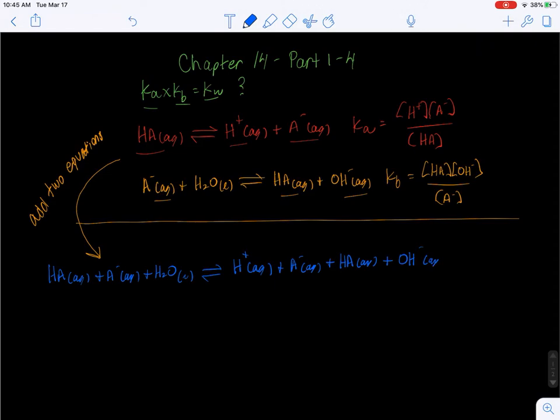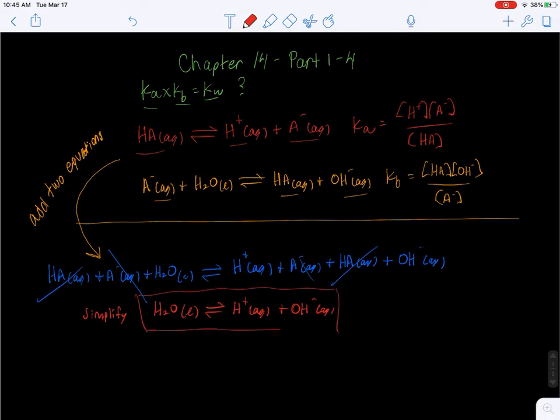Okay, so this describes the chemistry. Now, what you'll notice is that there's HA on both sides. There's A minus on both sides. So the simplified reaction is going to look like this. Water is in equilibrium with H plus and OH minus. Okay, so that right there is the chemistry. So if you add these two equations together, you get this ionization of water.